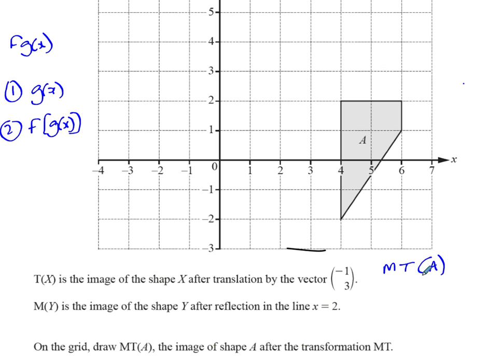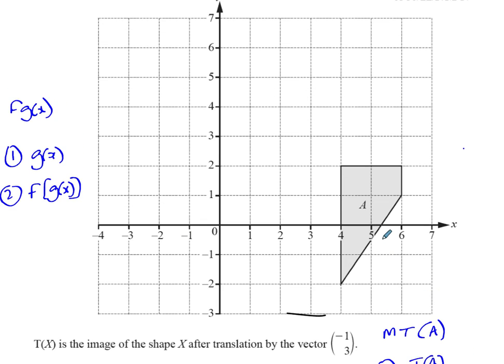Now, MTA means you've got to first find what TA is. So you've got to first take the object A and transform it by the transformation T. And secondly, you've got to take the new position of the object A after the transformation T and transform that by the transformation M. That means we've got to do T first, and then where you end up, carry on with M. So in this question, I'm first going to do the transformation T on the object A, which is a translation by vector (-1, 3).